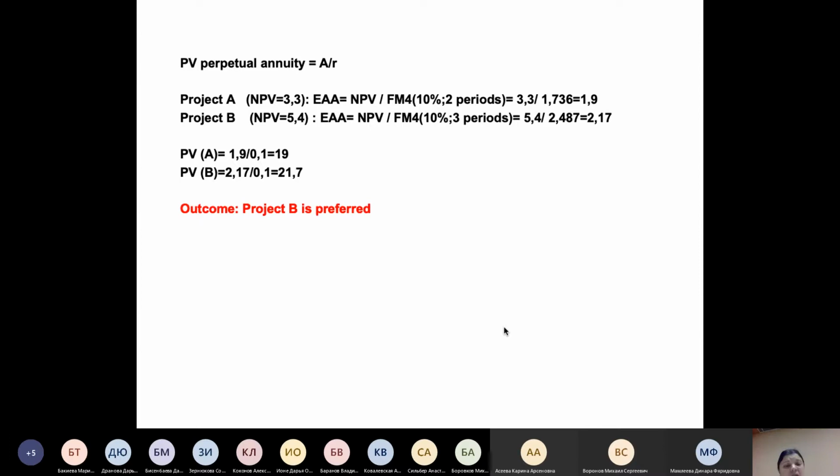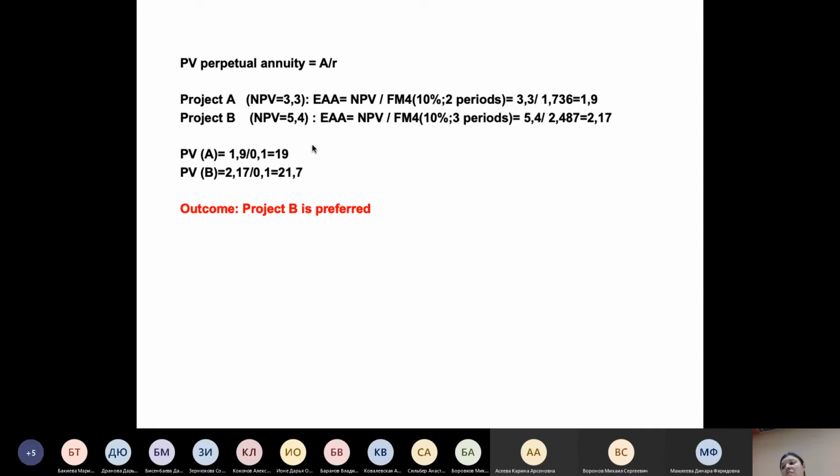And so the equivalent annuity for our project B equals 2.17. The next step is not obligatory, but you can realize the last point of this method and replace your equivalent annuity by a perpetuity and find the present value of this annuity. It will be our annuity 1.9 divided by 10%. It's our well-known formula of perpetual annuity. Present value in the first situation equals 19. In the second situation it equals 21.7.